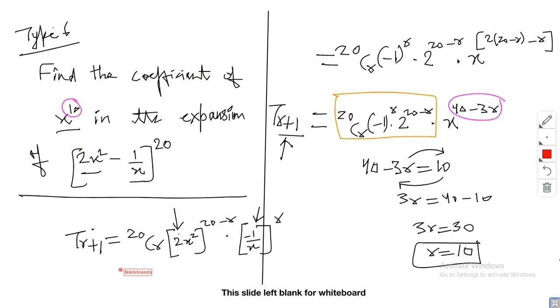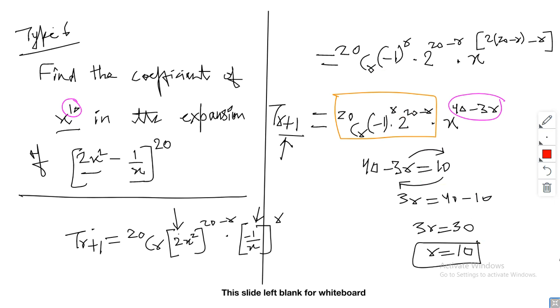So the first step we did was we wrote the general term, we solved it, simplified it, and we got this. And then we want x to the power 10. So I substituted the power of x as equal to 10. 40 minus 3r equals 10. I got the value of r as 10. So I understood it's the 11th term.